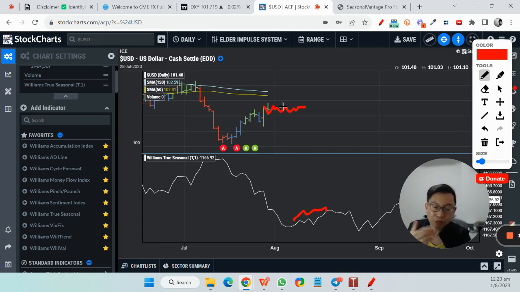So if, for example, the price action starts to go down, then you are pretty aligned with the trend. Then you can start to, for example, short the dollar index or long the Euro USD as well. So these are things that you could be watching out for based on the seasonality.